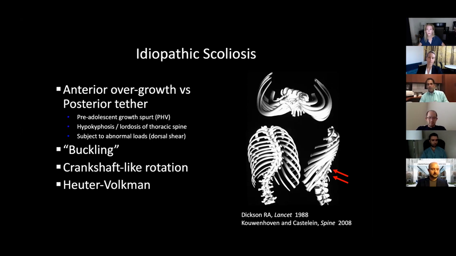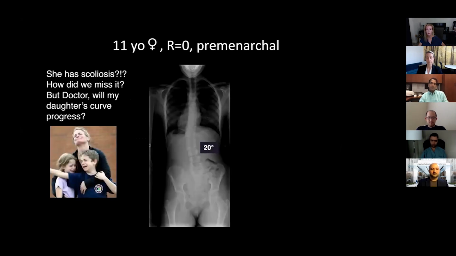And because that spine is rotated, it's subject to abnormal dorsal shear loads, which can also aggravate the deformity. And with long-standing deformities and asymmetric growth, you get a vicious cycle of bone remodeling, bone wedging, disc deformity, and disc degeneration. And all of that is responsible for the biomechanical phenomenon that we see.